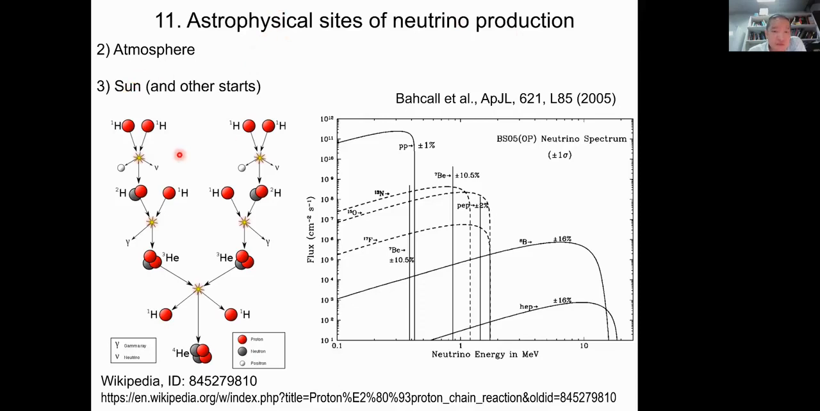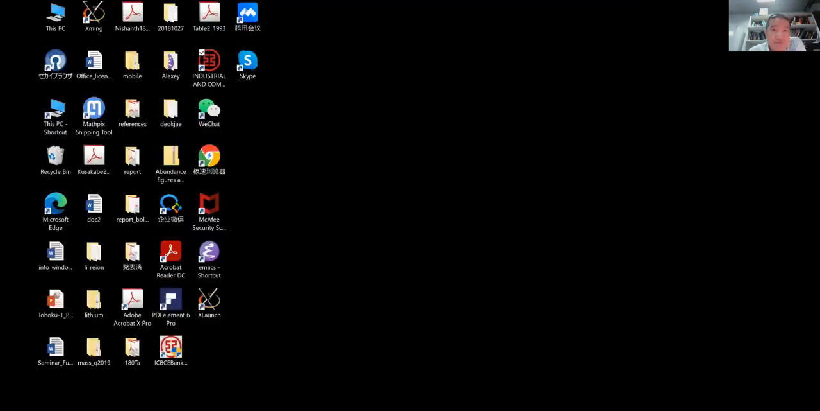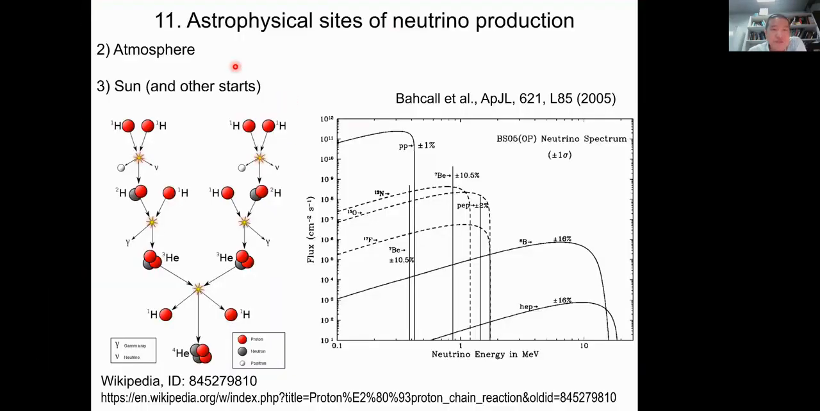For example, this figure shows the helium synthesis inside a star. Two protons fuse and deuterium is produced. At this reaction, one neutrino and positron is emitted. And deuterium and proton can fuse and it is converted to helium-3, and two helium-3 is converted to helium-4 and two protons. Through this formation of helium-4 nucleus, two neutrinos are produced here. So nuclear reactions inside the stars produce neutrinos as byproducts.